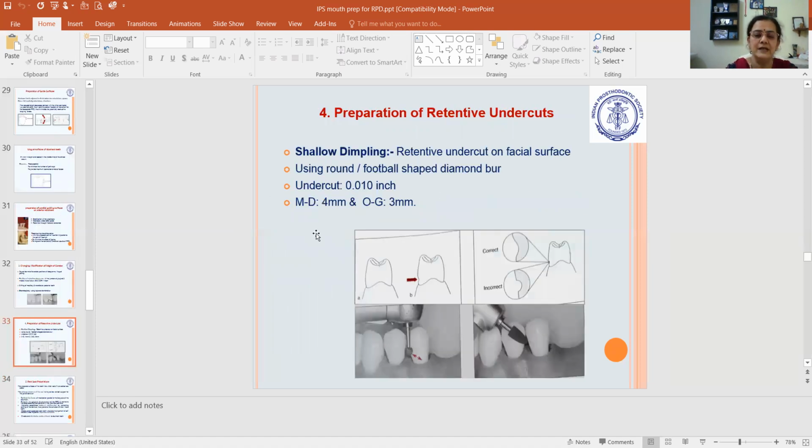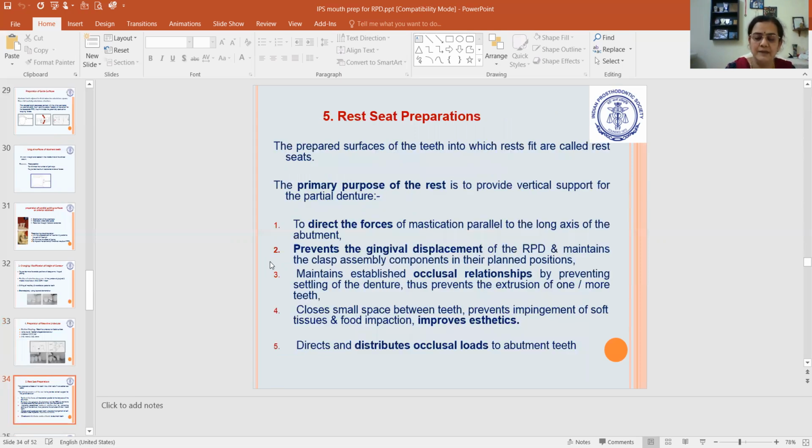Creation of retentive undercuts. This is again an important part. This is done by using a round or football shaped diamond bur, which is generally called shallow dimpling, making a retentive undercut on the facial surface of the tooth. This undercut is 0.010 inch, and it is made about 4 millimeters mesiodistally and 3 millimeters occlusogingivally. Again after completion, the margins have to be rounded off and smoothened with a carborundum disc or carborundum point.